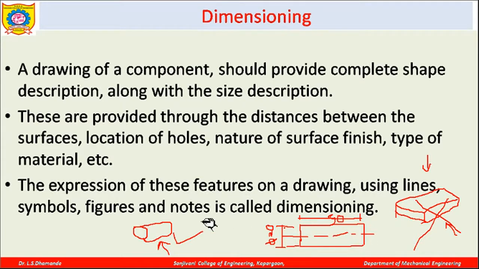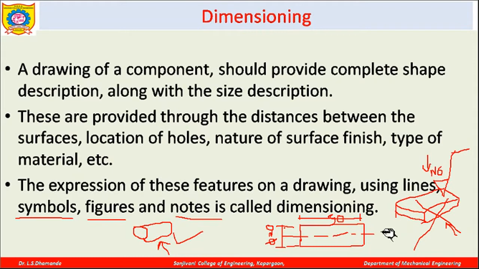The expression of all these features on a drawing using lines, symbols, figures and notes is called dimensioning. So when you are going to provide all these things, means you are going to draw different symbols on it, writing different figures on it, writing certain notes on that particular drawing. Like suppose I have to show some surface finish on this particular surface, it will be indicated with a surface finish symbol like this. And here some data is specified about what kind of surface finish is required, like N6 I am writing over here by drawing such a symbol over there. So it has a certain meaning.